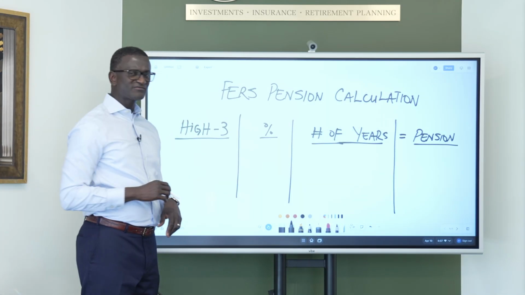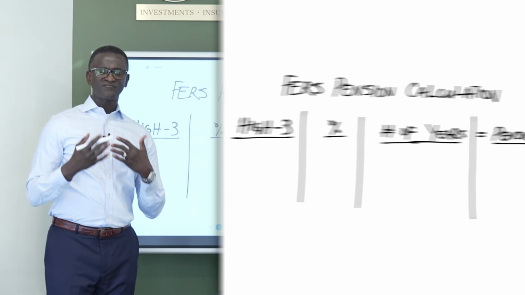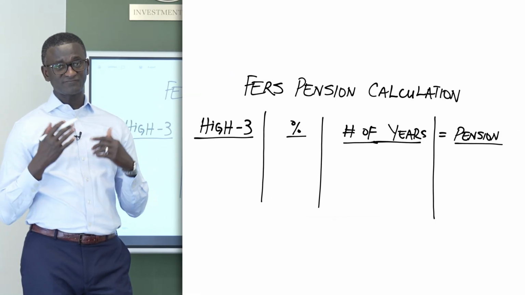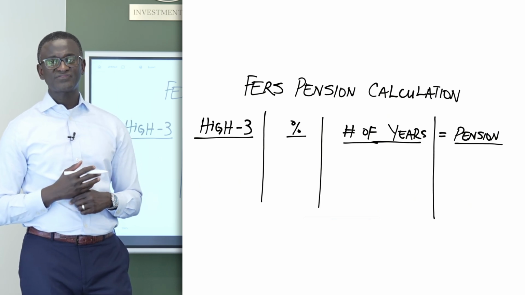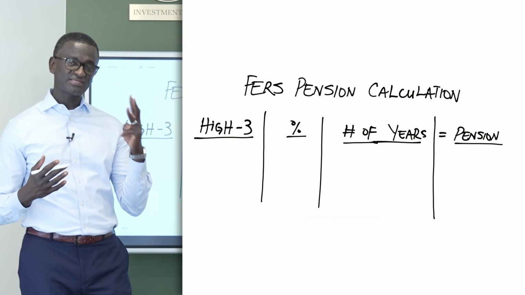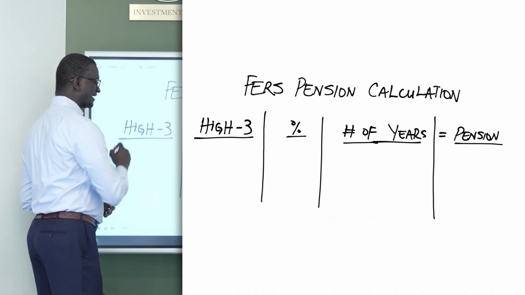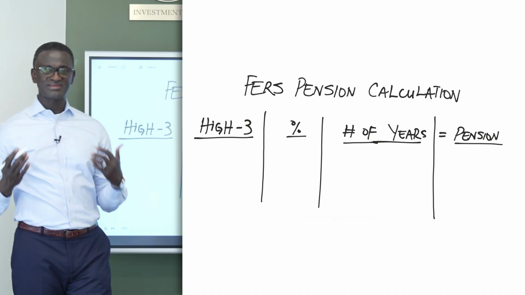Now, for the federal government to calculate the pension that you rightfully deserve, there are 3 key important things that they look at. Number 1 is your high 3 average, right? What is the high 3 average?